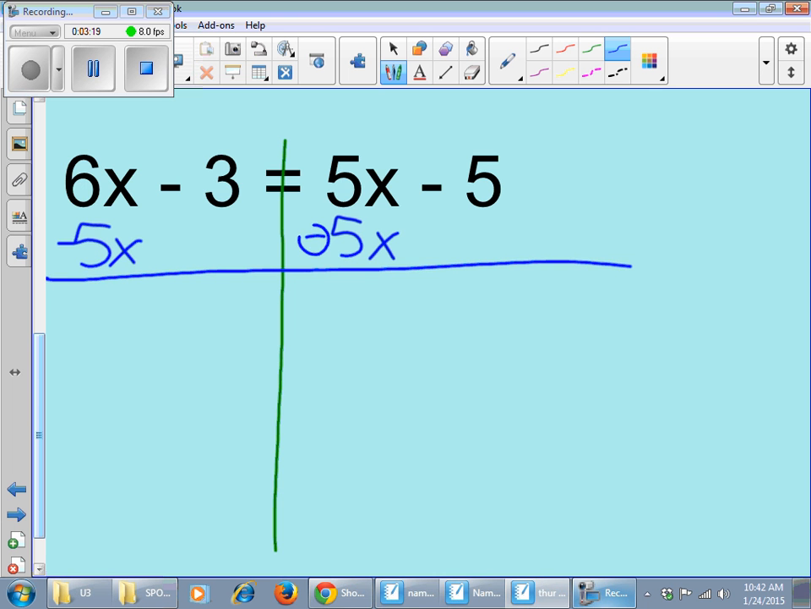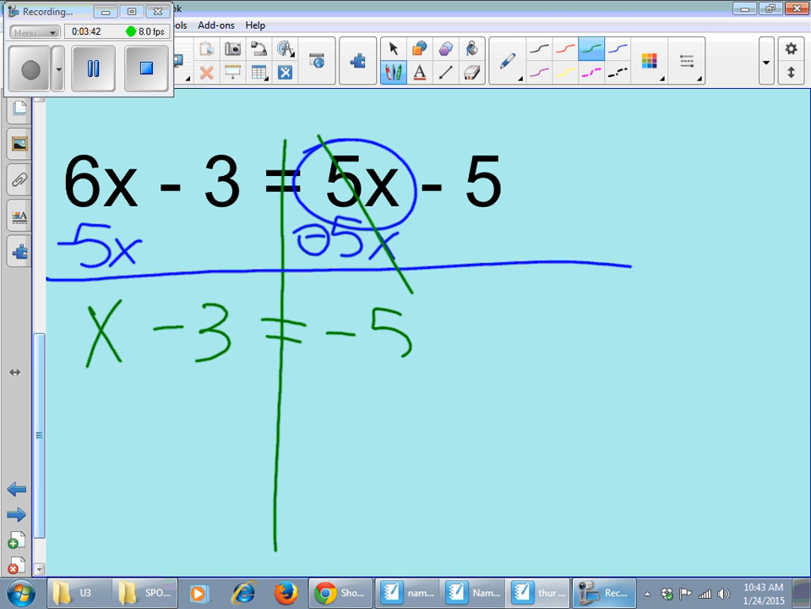Why am I doing minus 5x? Because there's no sign in front of this 5x, so that means it's a positive 5x, and the opposite of positive is negative. Since everything's opposite in an equation, I'll do minus 5x on both sides. Positive 5x and negative 5x simply cancel out. 6x minus 5x equals 1x. Minus 3 equals -5 comes down because it hasn't canceled out.